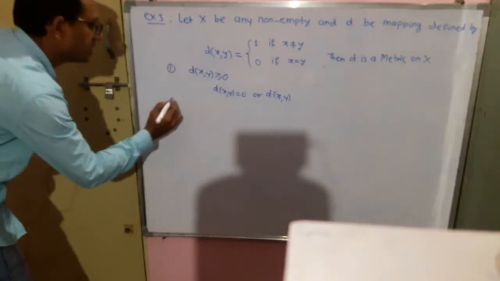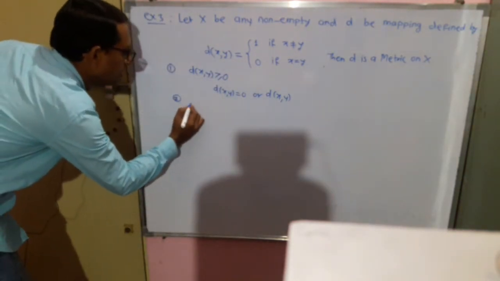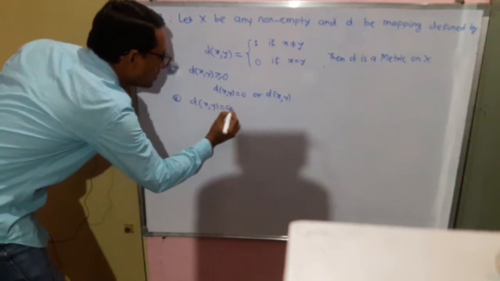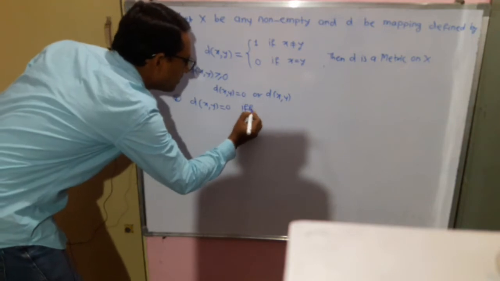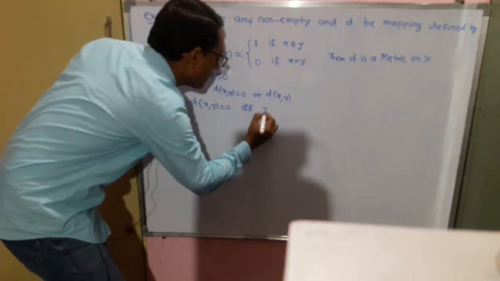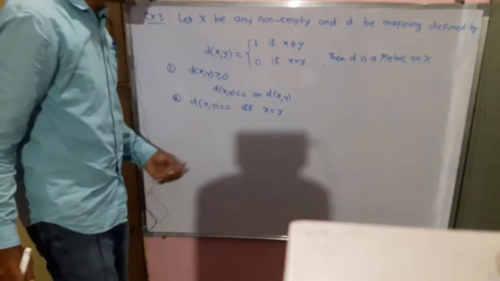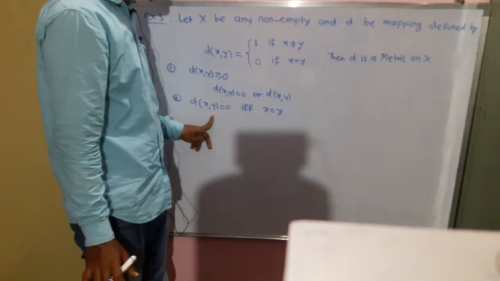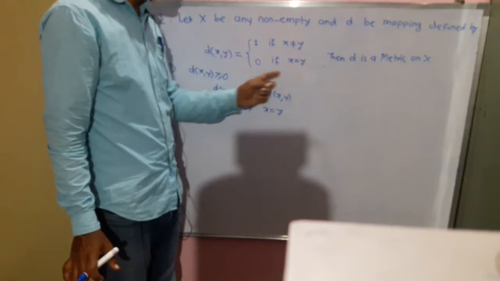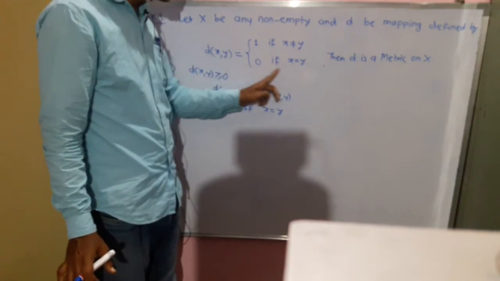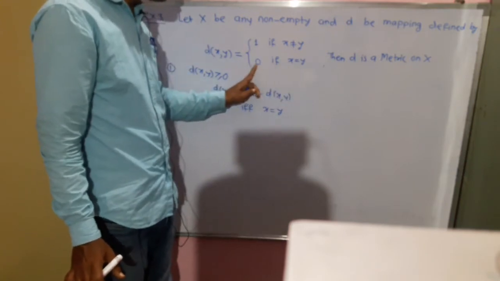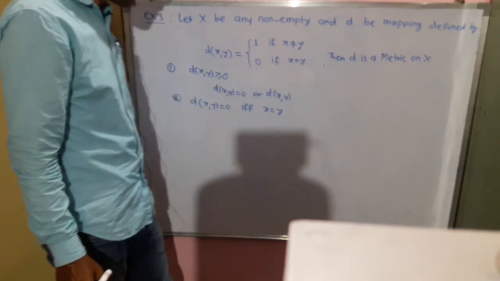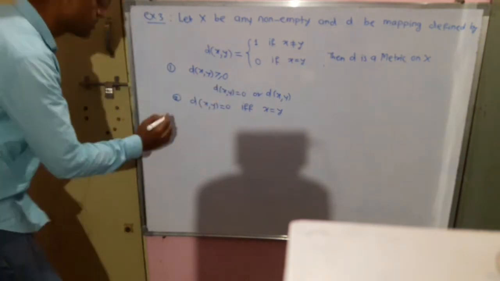Now the second condition. By the definition of metric, we have to prove D of xy is equal to 0 if and only if x is equal to y. This condition is directly proved from the definition: the function is defined so that if x and y are equal, then this function gives 0. So that is obvious.